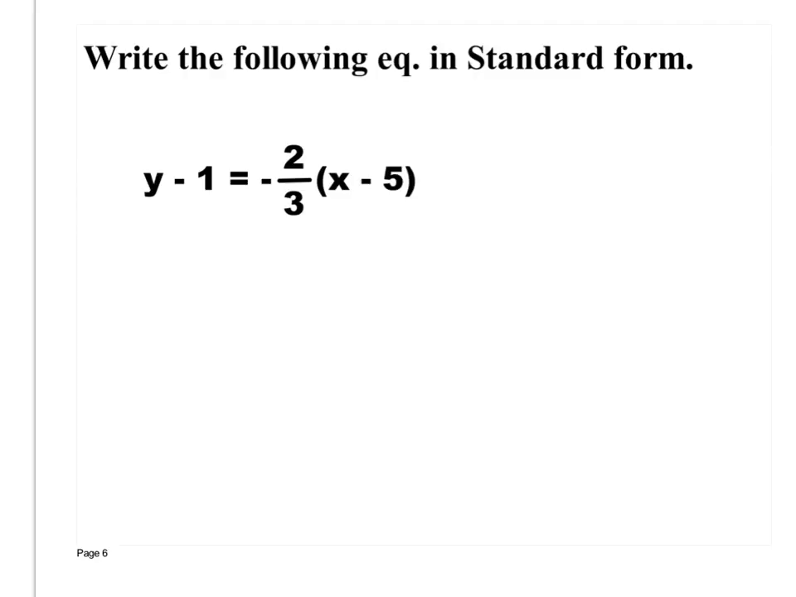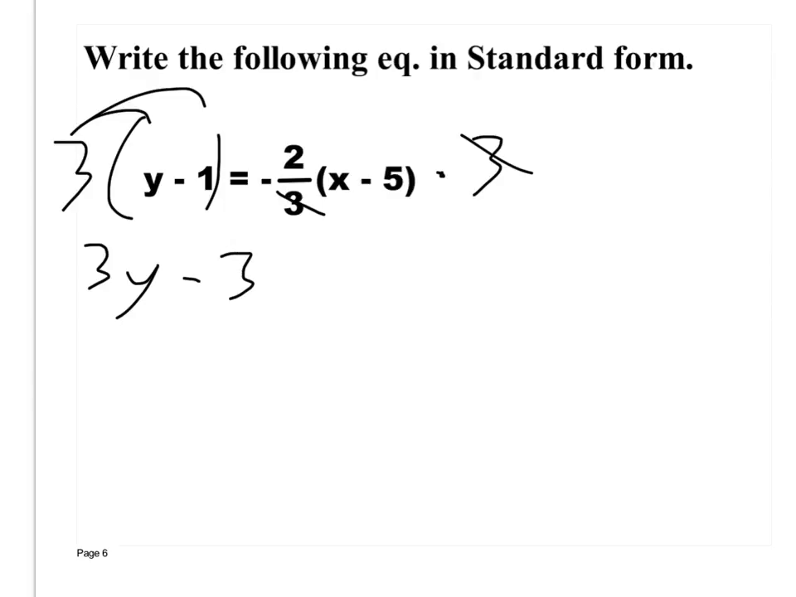Alright, I have y minus 1 equals -2/3 times (x minus 5). I need to get that in standard form. But I don't want to have a fraction anywhere. So what I do to get rid of the 3 on the bottom of the -2/3, I times everything by 3. So this side times 3, that would get rid of that. This side times 3, I have to distribute that. I get 3y minus 3 is equal to -2 times (x minus 5).